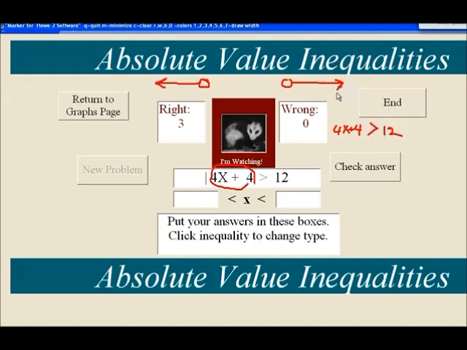This is the greater than side. Or this stuff in the middle, 4x plus 4, is less than, going down this way, the opposite of this 12, which is negative 12. This fact that this has to be negative is something that throws kids off.